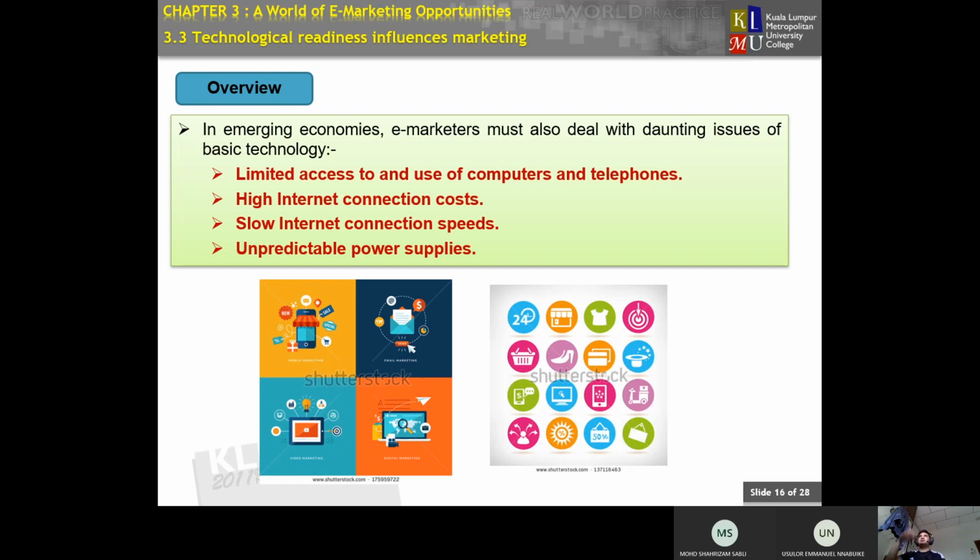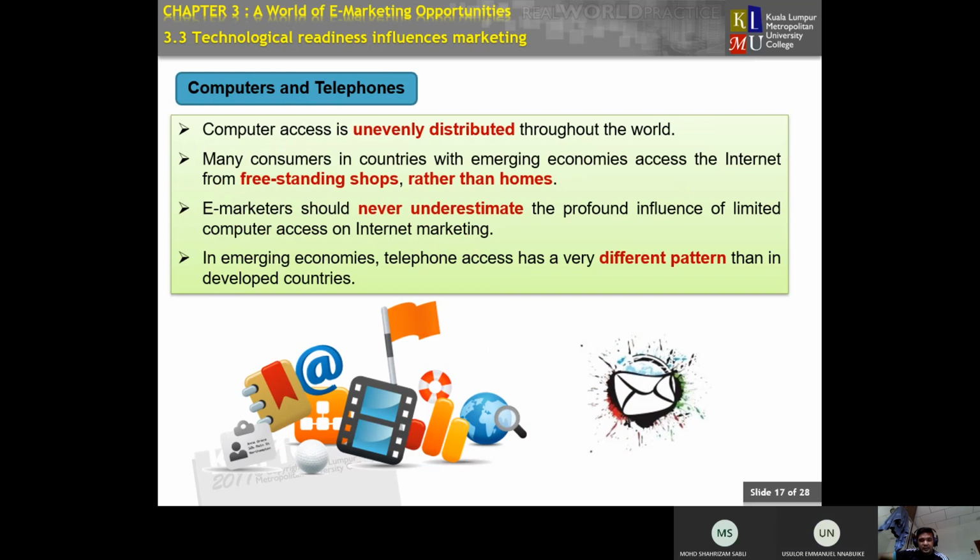Sometimes there will be a blackout, sometimes there will be a technical problem in a section of the building or section of the housing and so on. For this, you can go through it because it's straightforward: computers and telephones and everything. You already know this because we are using technologies.